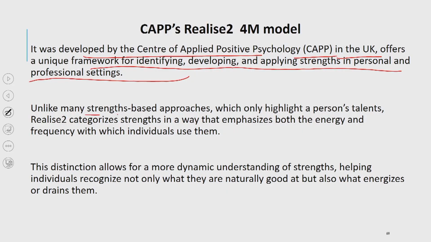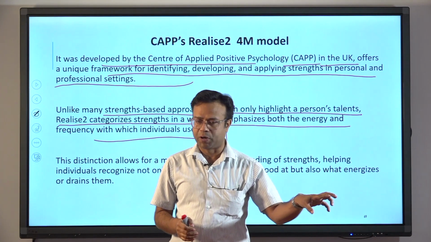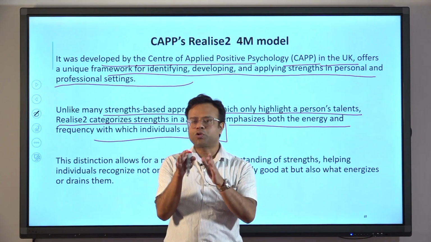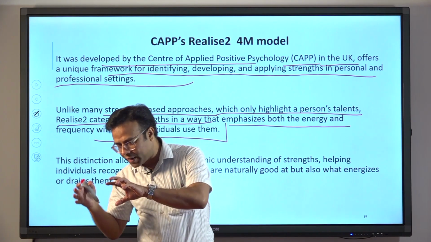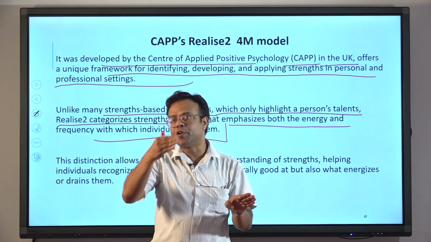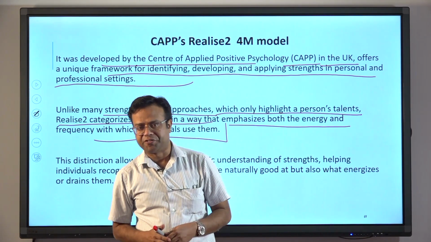Now unlike many strength-based approaches which only highlight a person's talents, this particular approach categorizes strengths in a way that emphasizes both the energy and the frequency with which individuals use them. This approach is a little different from the earlier approaches that we talked about, either the VIA classification system or the Gallup Strengths Finder. Here they also focus on to what extent energy is associated with different types of strength and the frequency of the use of this strength in one's life. So they use a slightly different perspective here.